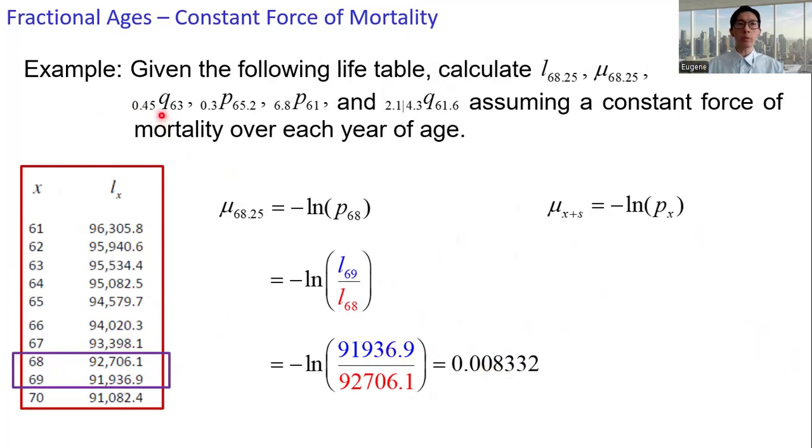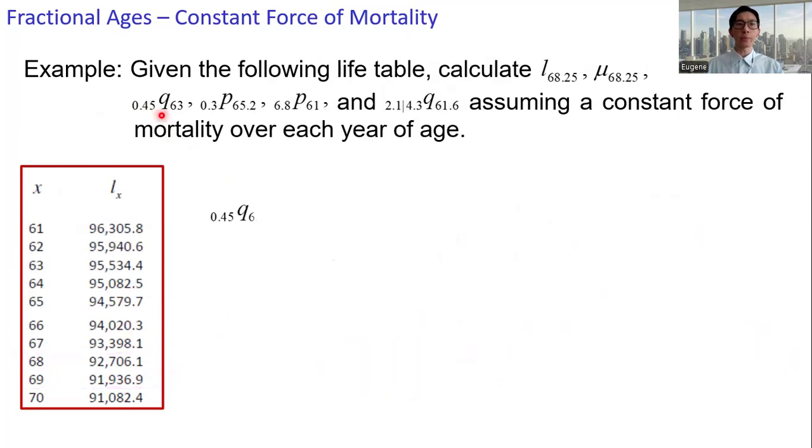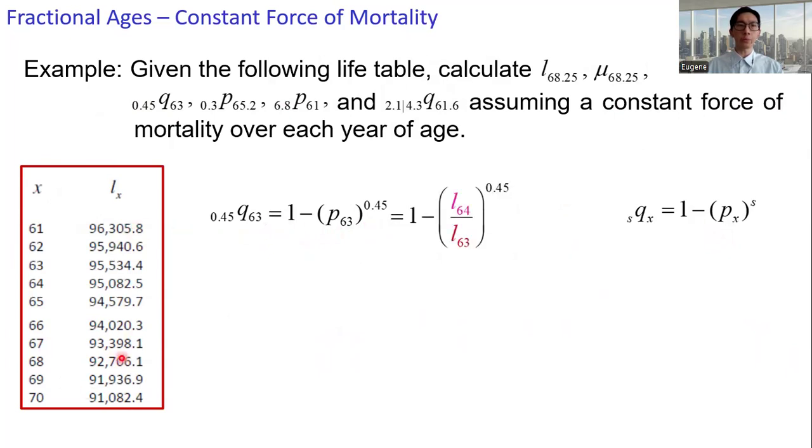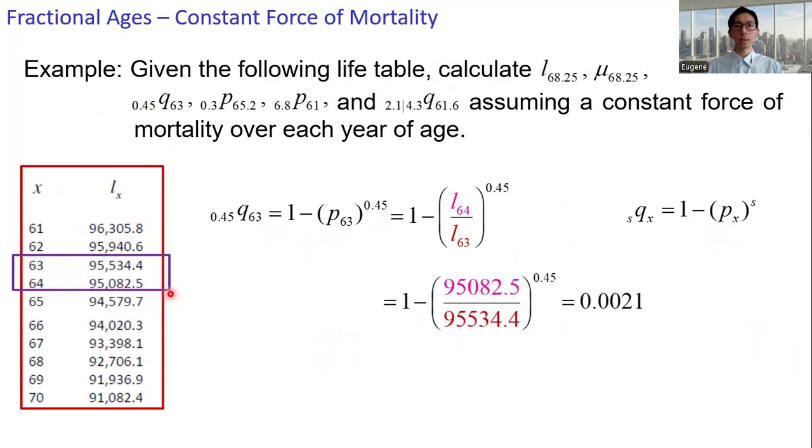The next quantity is 0.45 q_63. x is 63, and then s is 0.45. The whole interval is between ages 63 and 64. We have 1 minus p_63 raised to the power 0.45, and we get p_63 from the life table. Upon substitution, we get 0.0021.